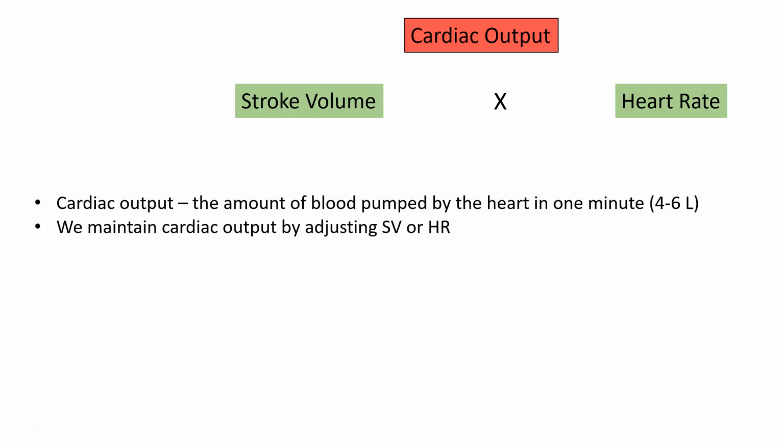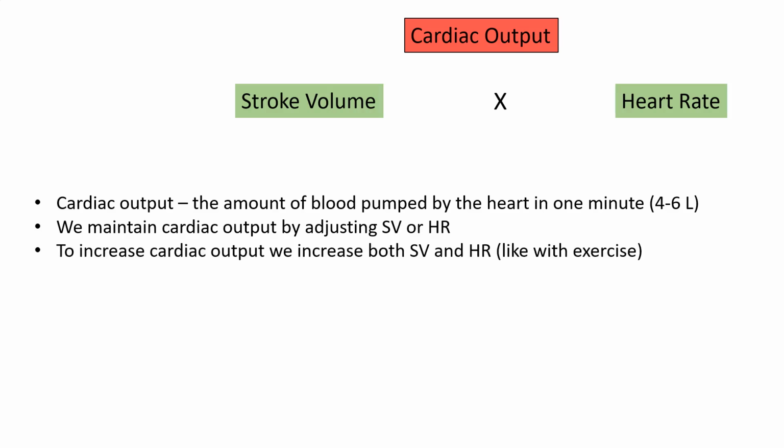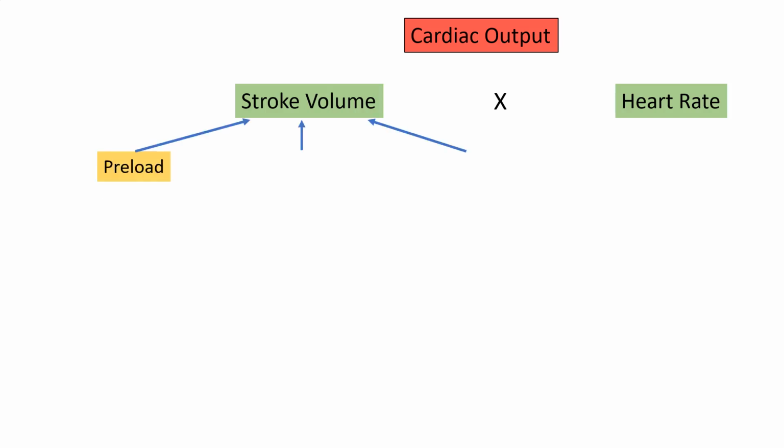To maintain a normal cardiac output, we adjust our stroke volume or heart rate as needed. For example, if an individual's stroke volume decreases, then to compensate and maintain a normal cardiac output, that heart rate will increase. Sometimes, like with exercise, we may need to increase our cardiac output. And we can do this by increasing both our stroke volume and our heart rate. So let's look at some mechanisms that determine cardiac output. We'll start with stroke volume.